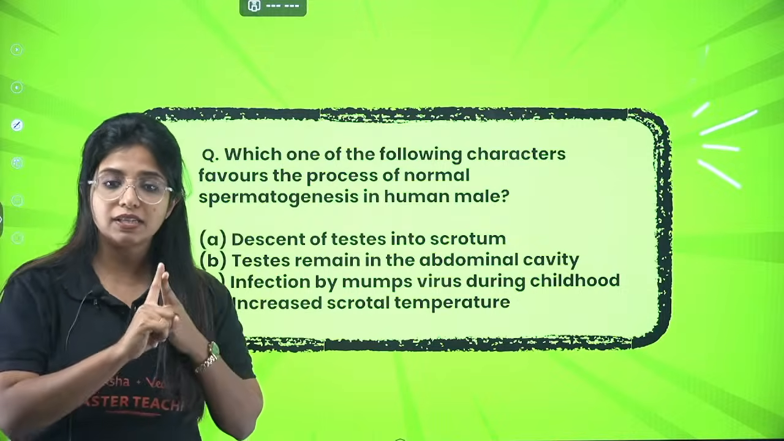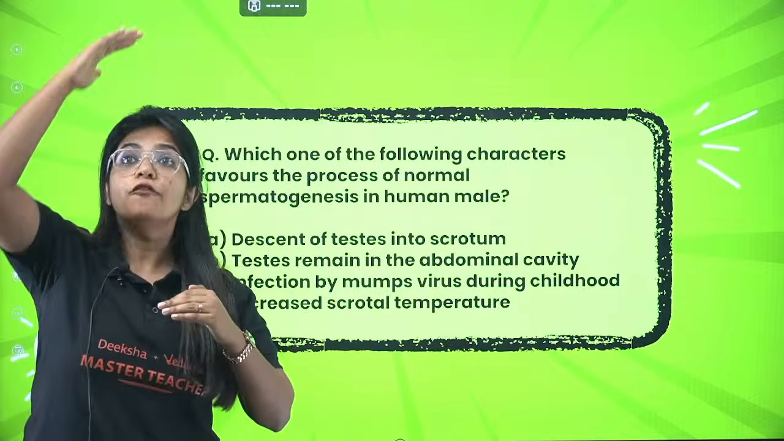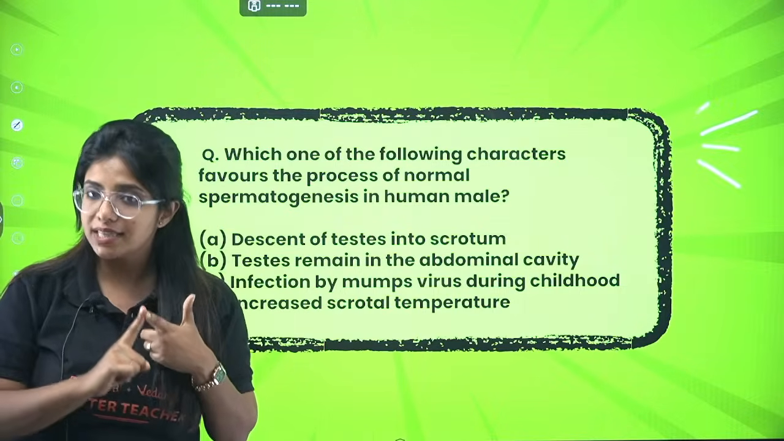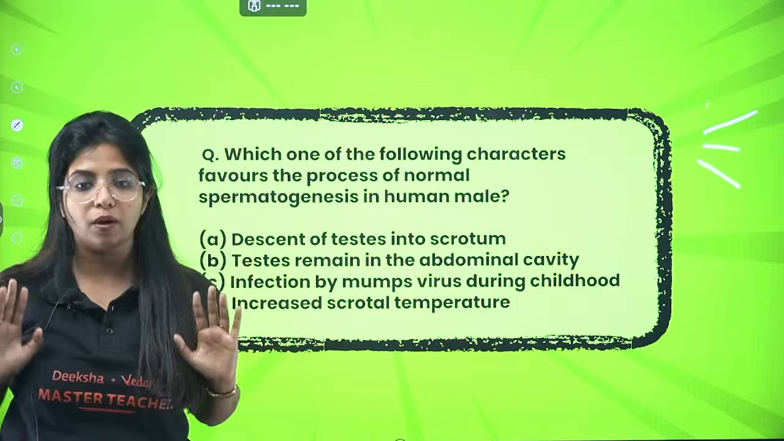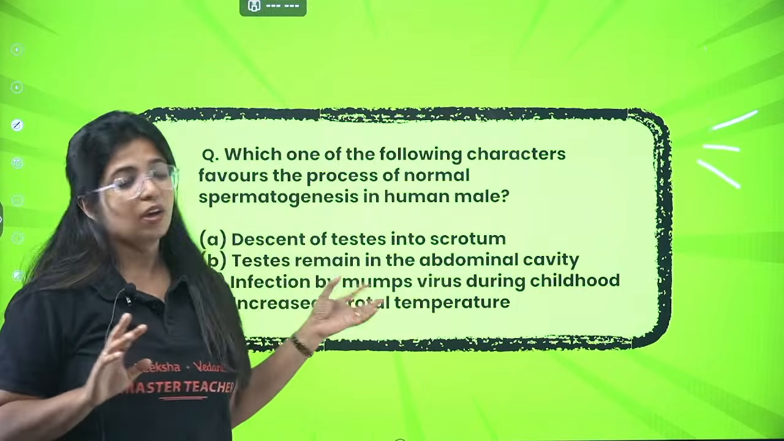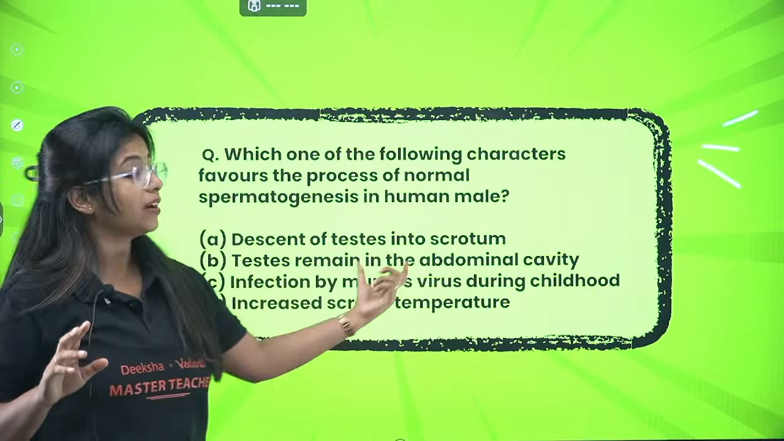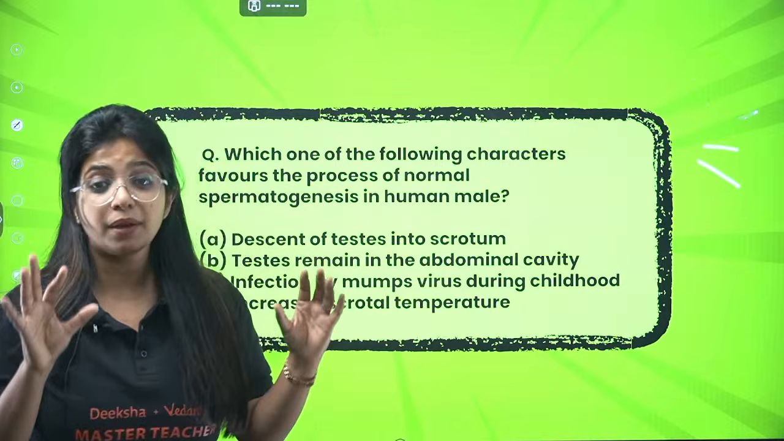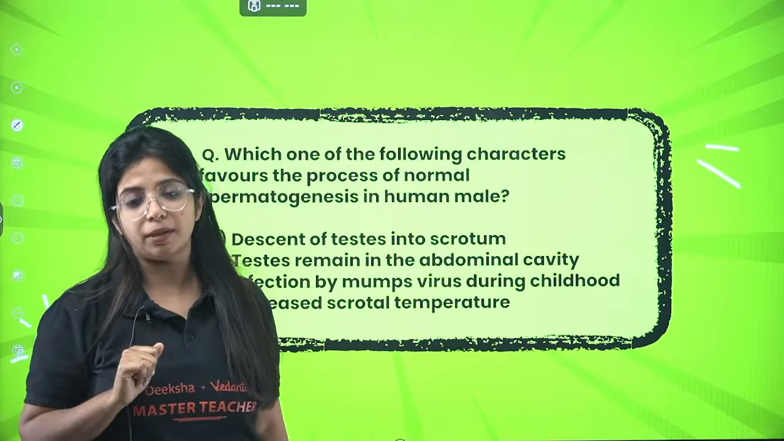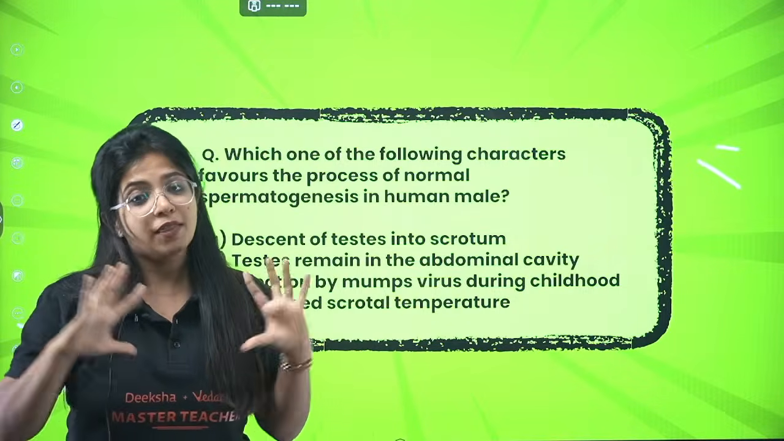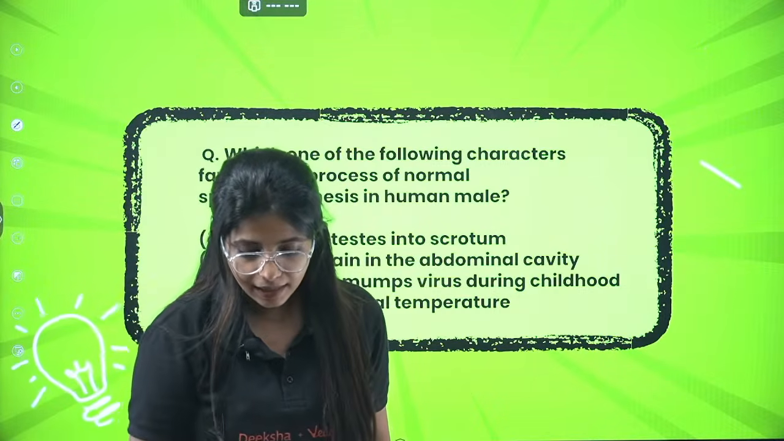First is descent of testis into the scrotum. Descent means movement of testis from the body into the scrotum. Second is testis remains in the abdominal cavity. Testis stays in the abdominal cavity, does not come out. Third one is infection by mumps virus. Obviously infection is not going to help in any way. Increased scrotal temperature. Remember, sperm formation happens only at 2 to 2.5 degrees Celsius lower than the normal body temperature. That is why it is put in the scrotum. In the scrotum, if you increase the temperature, do you think sperm formation will take place? No.